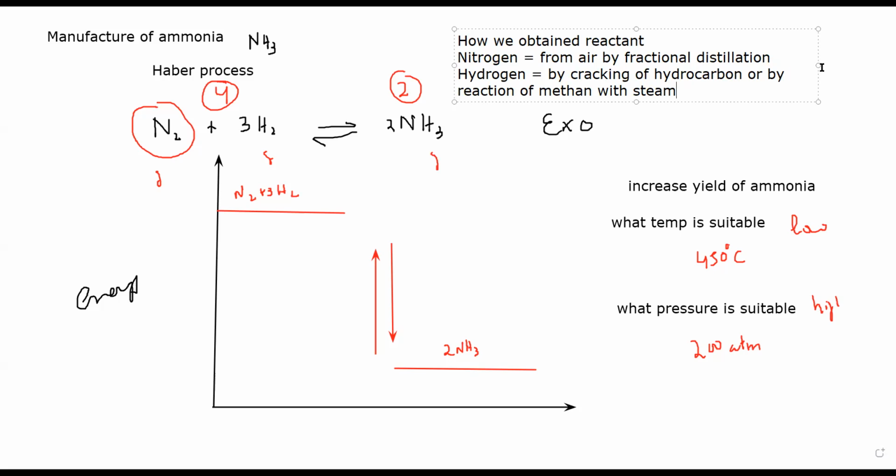Cracking, in organic chemistry, we will discuss this term. From the name you can identify, if I say I crack something, it means I break. Hydrocarbon means a compound which contains carbon and hydrogen. So when we crack or break these compounds, this results in the formation of hydrogen. There is also another way: when methane reacts with steam, this also results in the formation of hydrogen. So how is this process done?